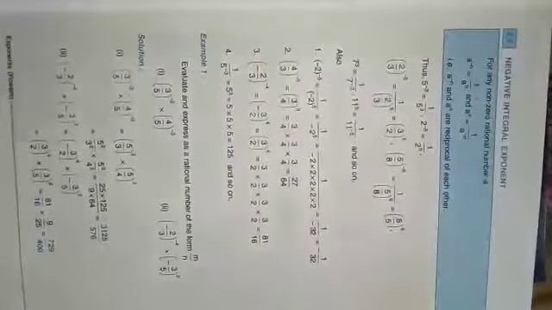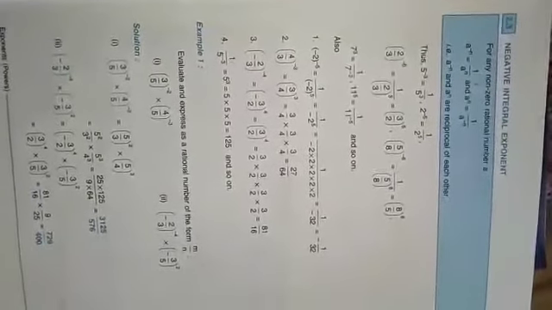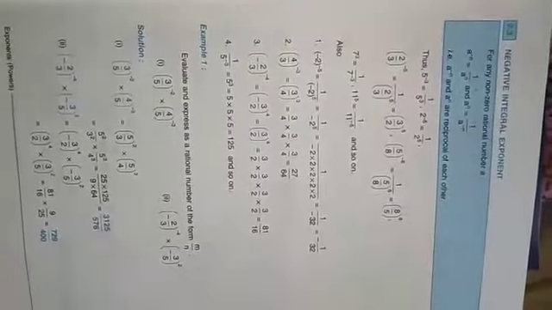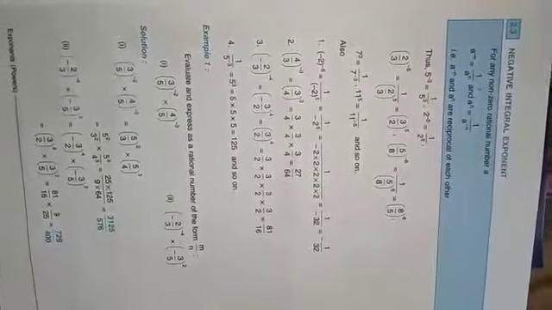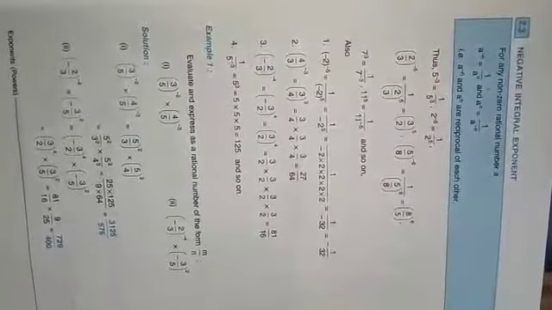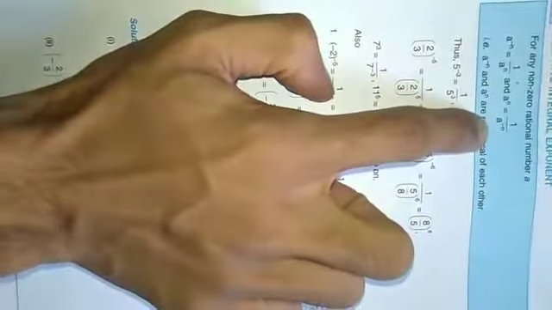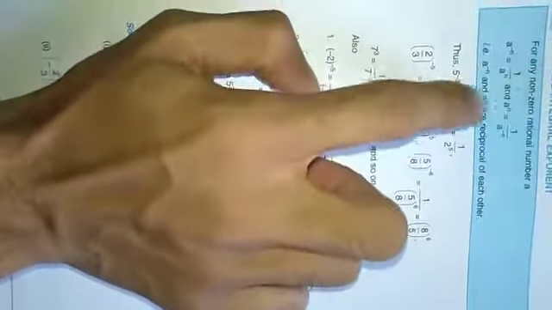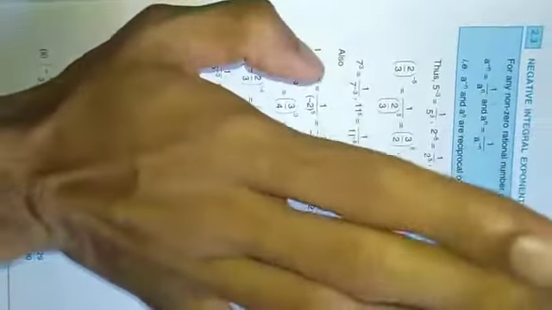Another important topic is negative integral exponent. So if we consider a is a non-zero rational number, we can say that a to the power minus n is equal to 1 by a to the power n, or a to the power n is equal to 1 by a to the power minus n. That means a to the power minus n and a to the power n are reciprocals of each other.